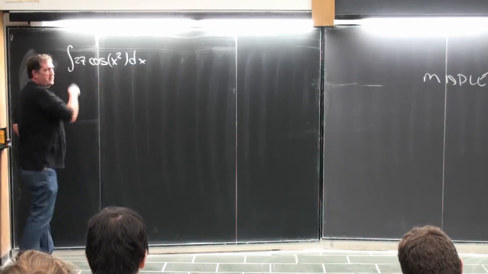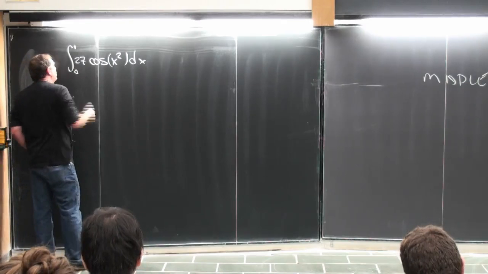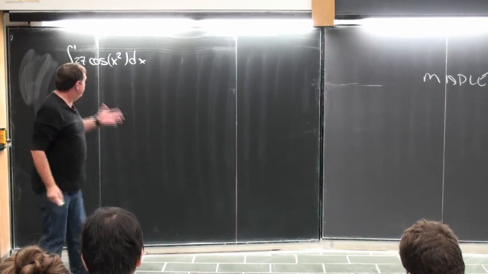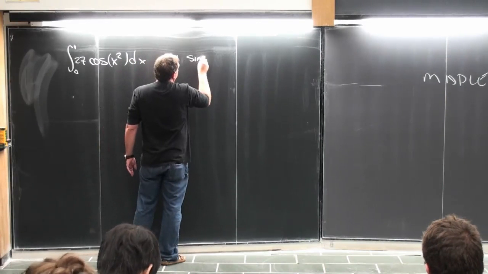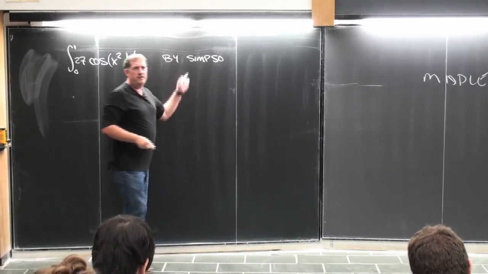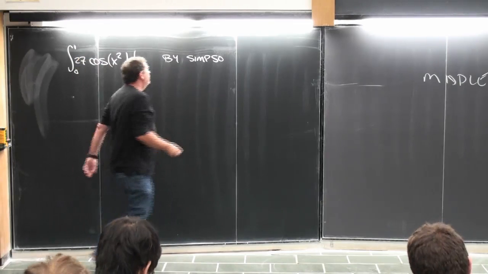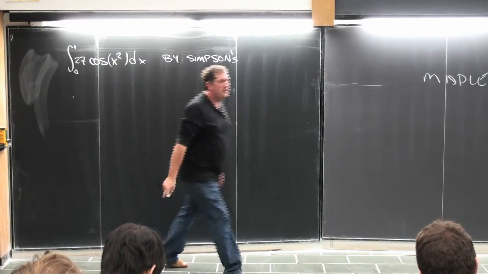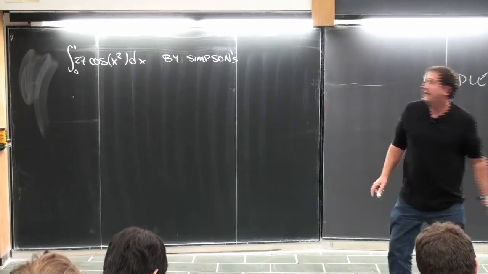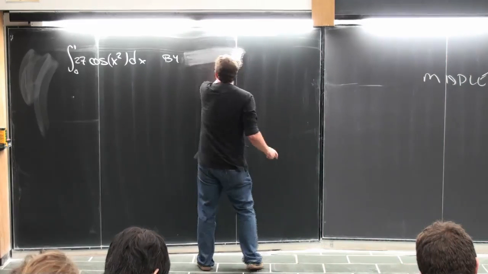From one to what? 0 to 1. Okay, so this is really my Simpson's. Am I writing big enough in the back? Yes. Okay. Simpson, right? Oh no, trapezoid. Okay. Eight.